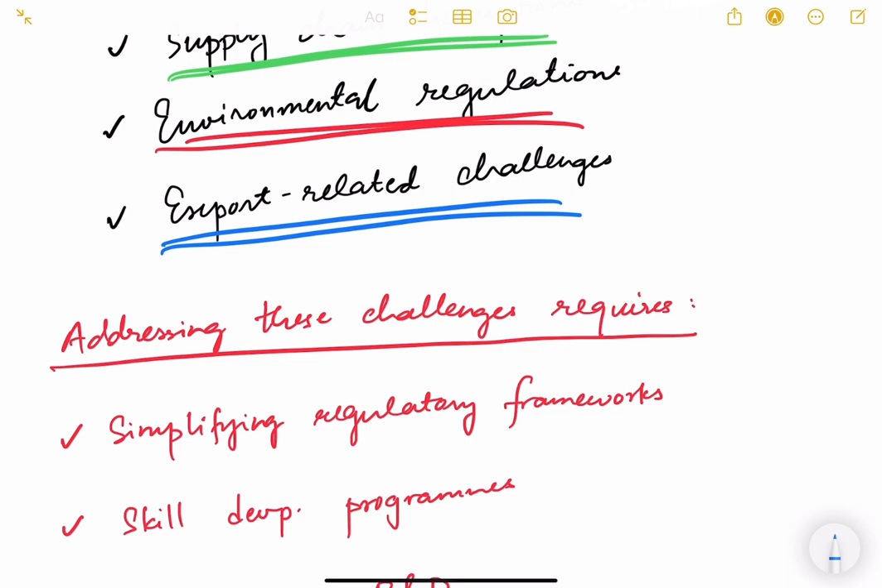Complicated customs processes and documentation required for exports increase lead times and costs, making Indian exports less competitive. And finally, quality standards and certification. Quality certification is very stringent in many European countries and other countries also, and Indian manufacturers, especially the small-scale ones, often struggle to meet international quality standards, which limits their ability to export to markets like the European Union or US or even the Middle Eastern countries. So these are the various challenges of the manufacturing sector.